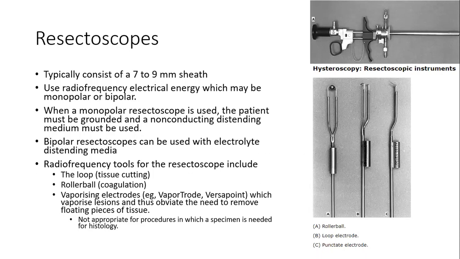Radio frequency tools can be a loop, which is used for resection or cutting. You can also have a roller ball for coagulation or ablation of the endometrium, and you can also have vaporizing electrodes, and these are good for when you are vaporizing the lesion, so that you don't need to remove floating debris of the tissues that have been dissected off. But this is not good if you desire a histological diagnosis. So you would then have to use the loop to dissect out your lesion without using the vaporizers.